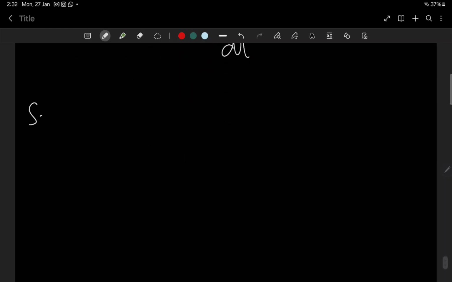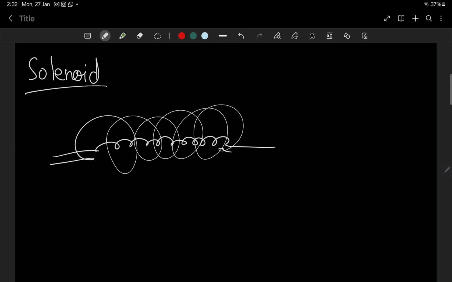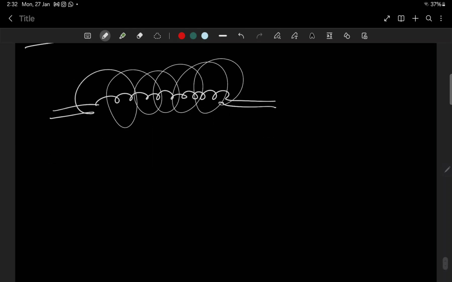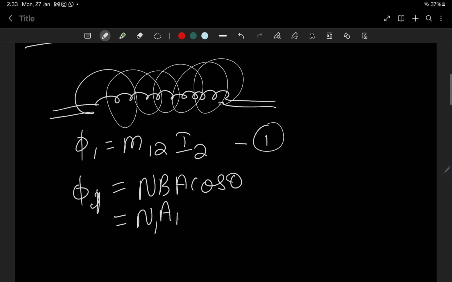Now for the solenoid derivation, look, first of all we are having a solenoid like this. We are having another solenoid like this. Then phi 1 equal to M12 into I2. So phi 1 is equal to NBA cos theta. Same thing, that is N1 A1 B2, B of the second one.